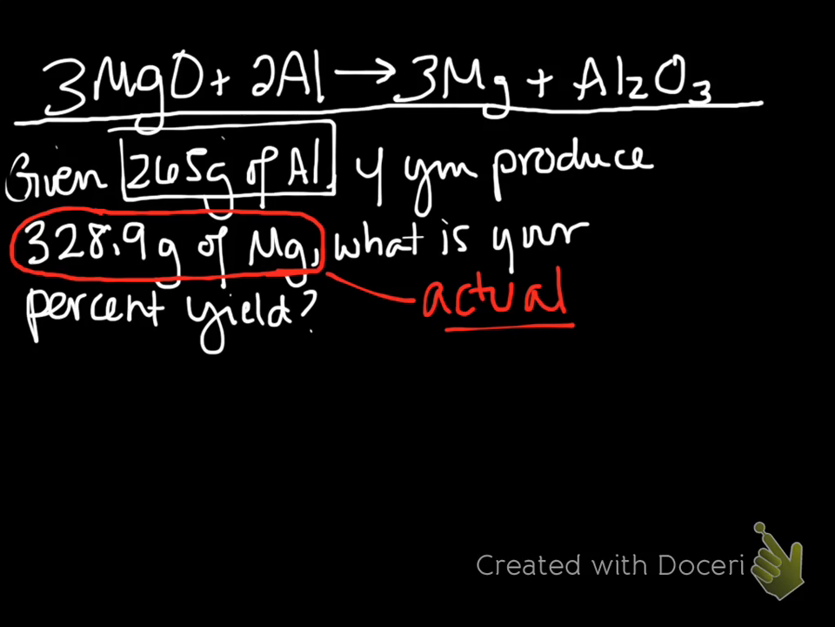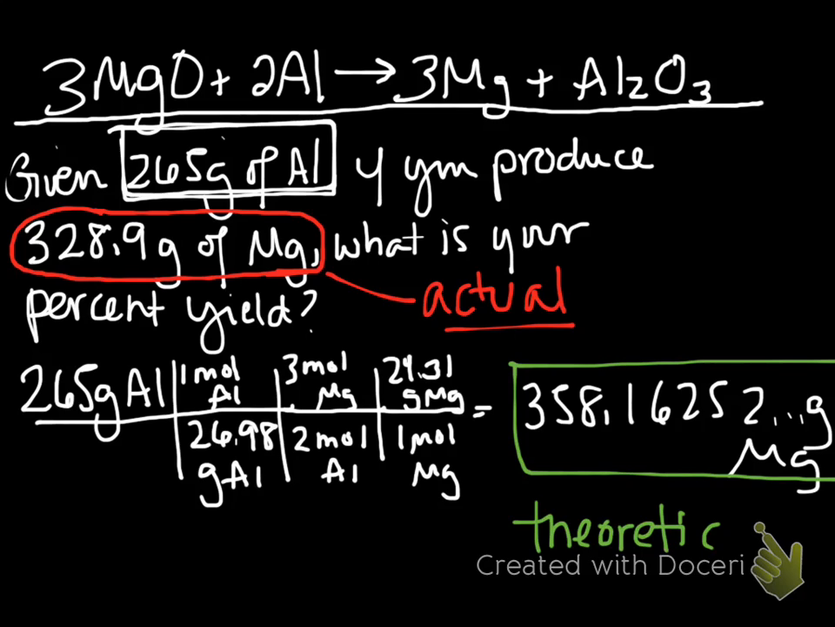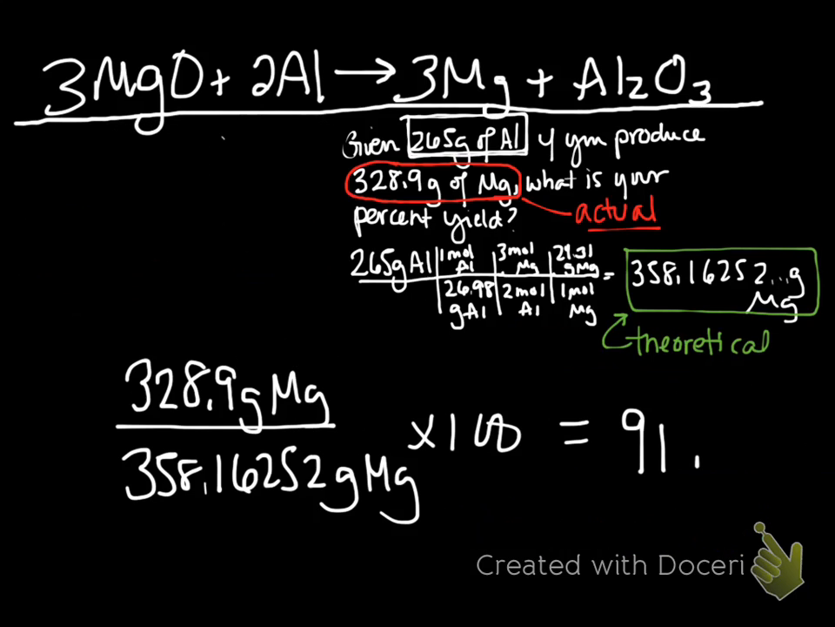Yes. So what we're going to do at this point is take this given, and you guessed it, we're going to do a factor label to figure out how much magnesium we should be able to make. So now we have a number which is our theoretical yield. So now we have the means to do a percent yield problem. Okay? Okay, so our raw answer is going to be what? 91.8298. It goes on and on and on percent.